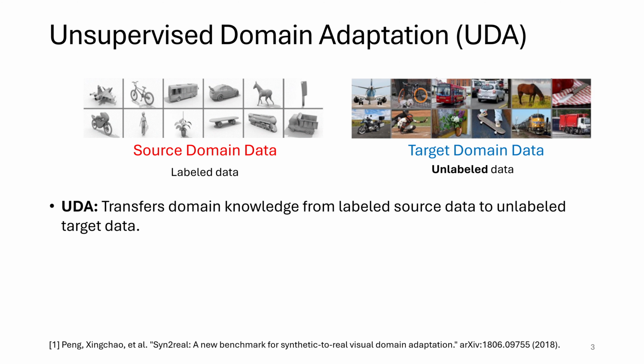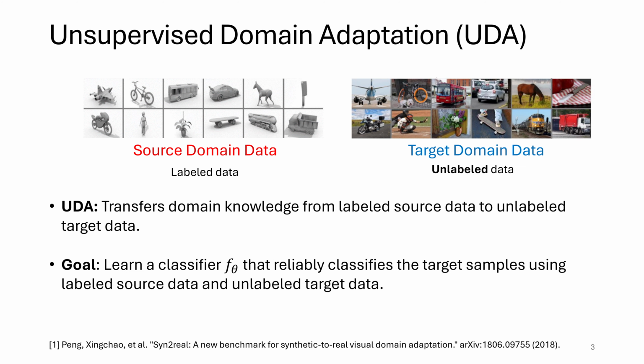Unsupervised domain adaptation, or UDA, tackles this challenge by transferring domain knowledge from labeled source data to unlabeled target data. The goal is to learn a classifier that performs well on target data despite having no target labels. However, UDA methods assume we still have access to the source data during adaptation. This assumption doesn't always hold, leading to the development of source-free domain adaptation techniques.